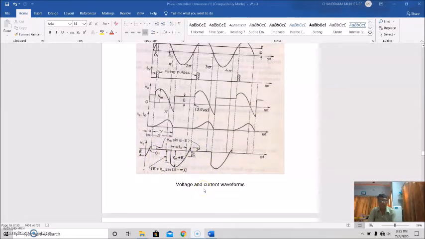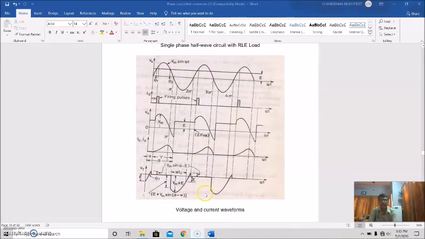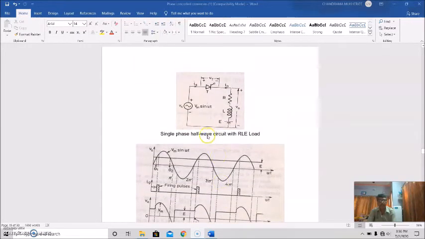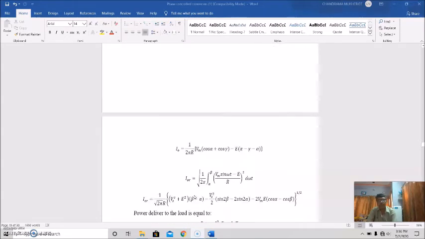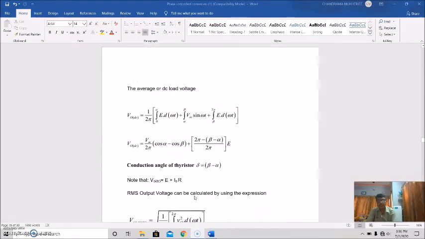If we take all the waveforms of source voltage, gate pulse, output voltage, source current or output current, and voltage across the thyristor into consideration, the waveform will be like this. This is the circuit we use in the laboratory. So this is the single phase half wave converter circuit with RLE load and its waveforms. We have discussed the details of its operation and its calculations.